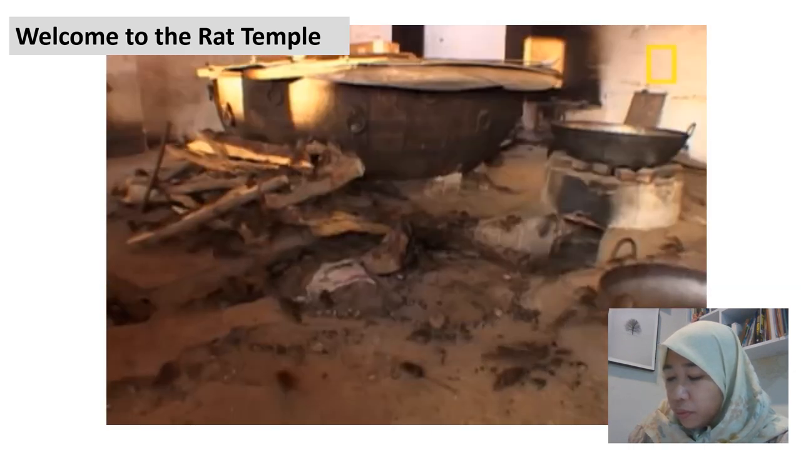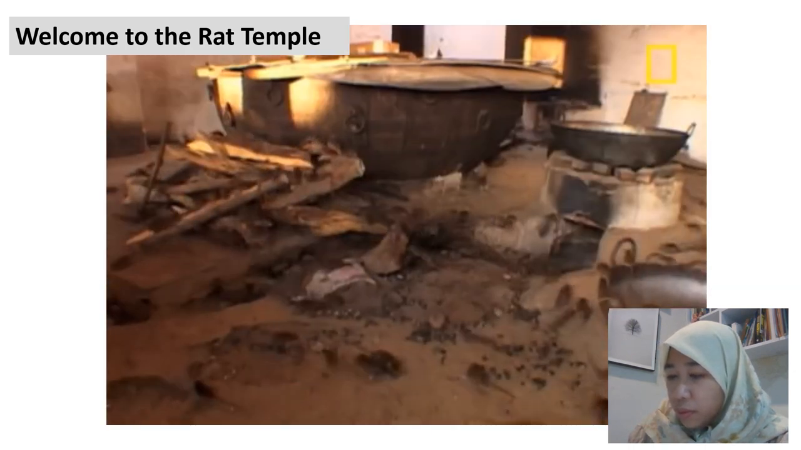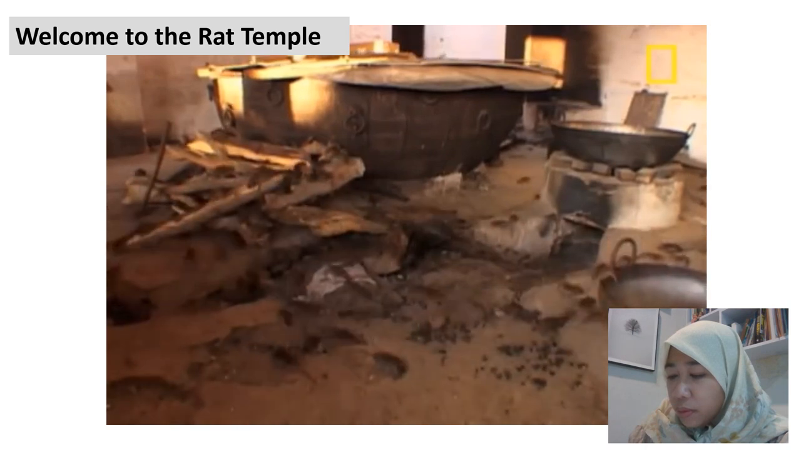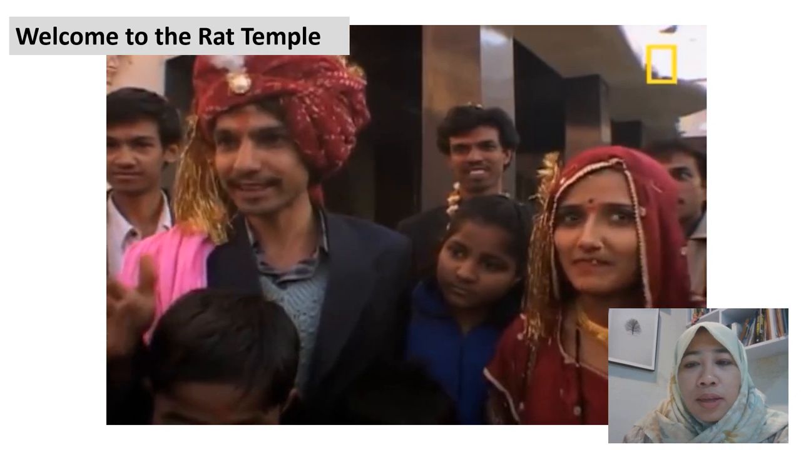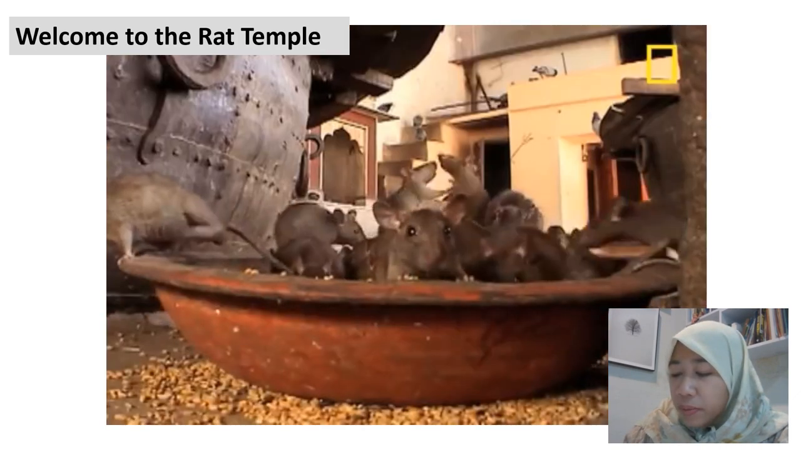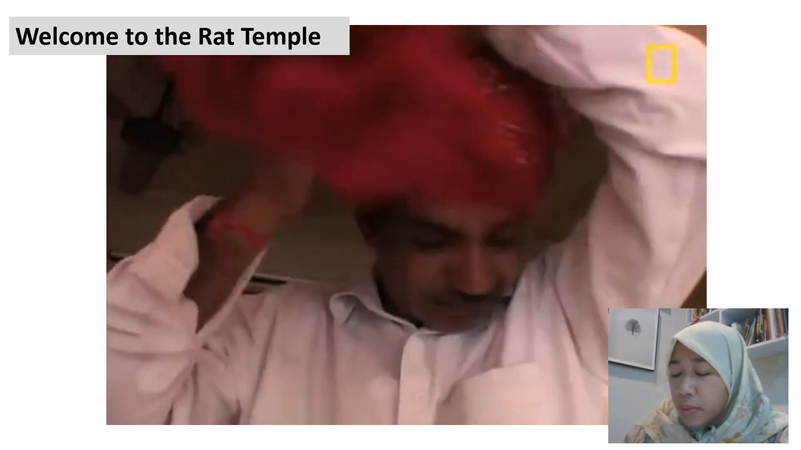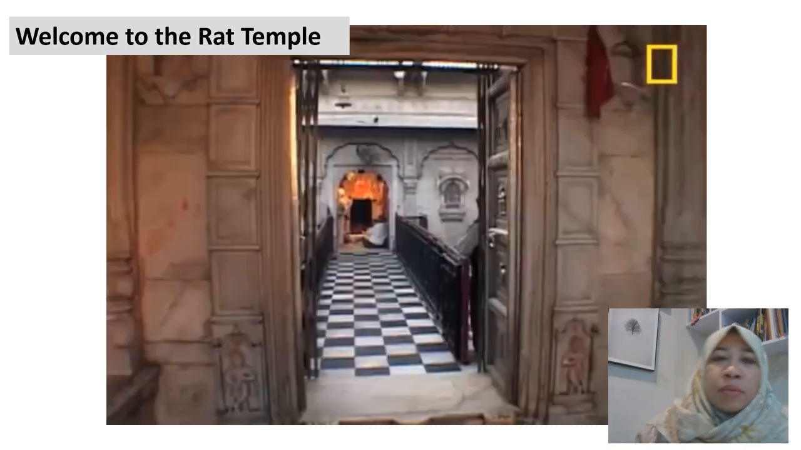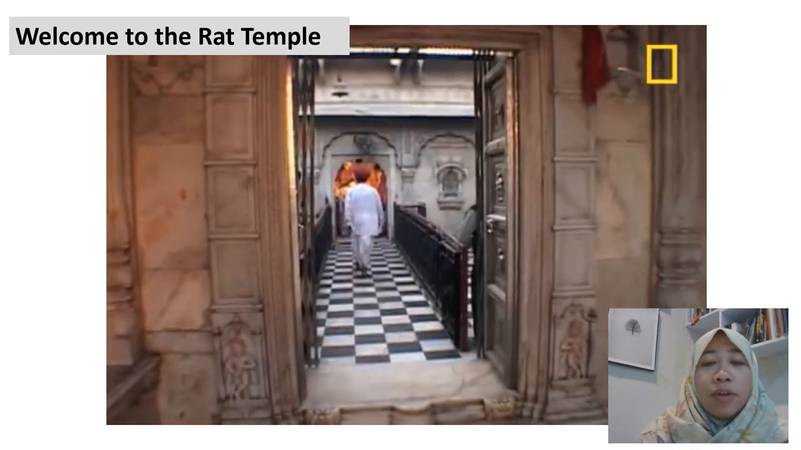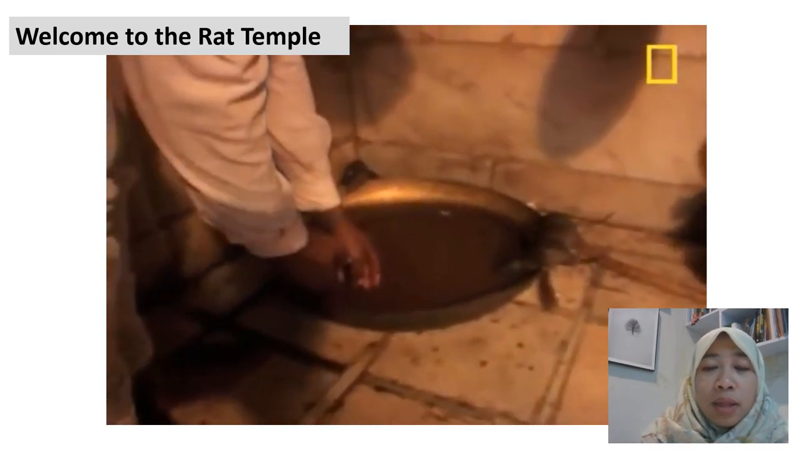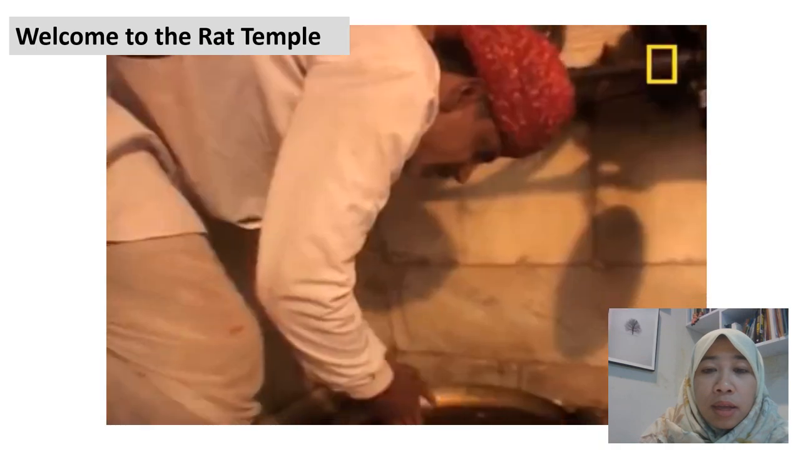Welcome to the Rat Temple. We consider the rats as a form of the goddess. We worship them. Jatudin is a priest of the Karni Mata temple in the village of Deshnak near Bikaner. It's his job to look after and maintain the rats. But he doesn't just serve them in the temple. He also drinks, eats, and sleeps with them.